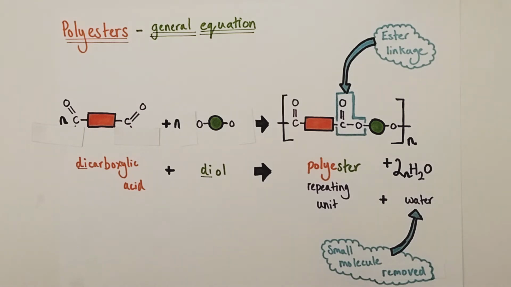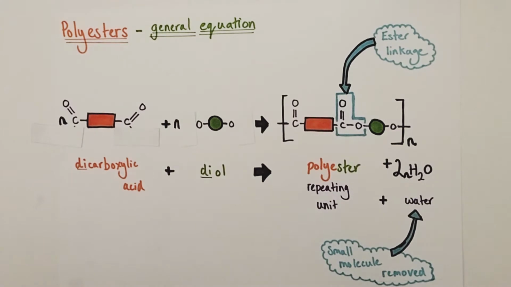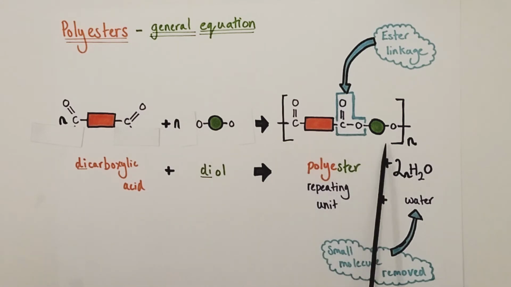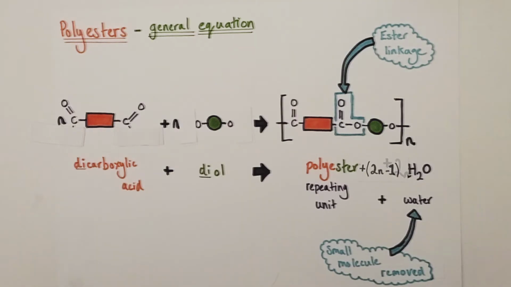Now you may have noticed that the water molecules removed in this condensation reaction have a 2N in front of them. This is to illustrate that the OH and hydrogen atoms are lost from both ends of the monomers when the repeating unit is formed. So, when N number of repeating units are formed, 2N, or double the amount of water molecules, will be released. Just before I move off of this general equation example, two little things to note.